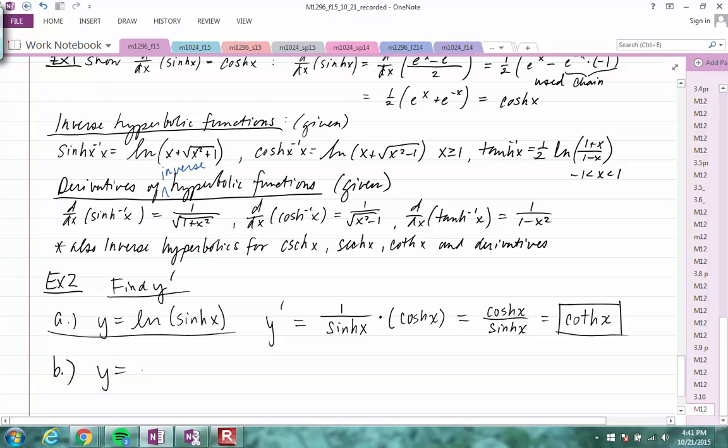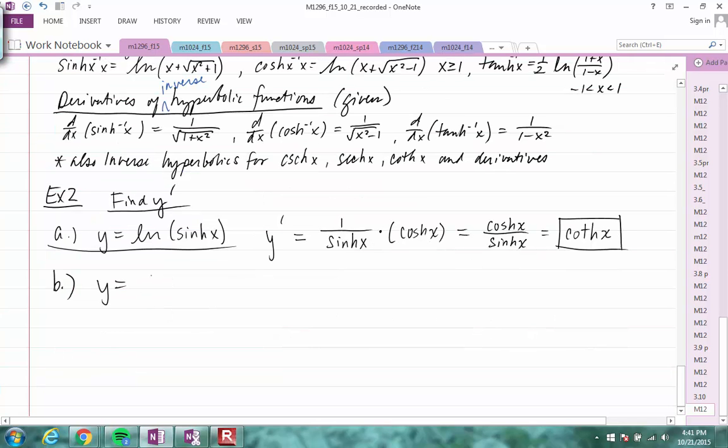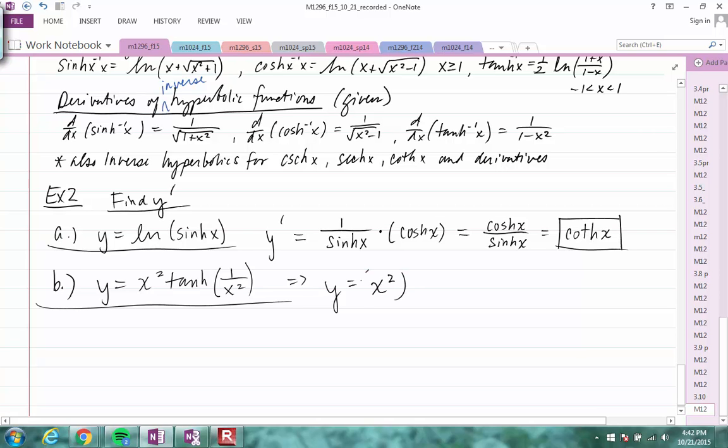Alright, next thing. Let's find the derivative of y is equal to x squared times tanh of 1 over x squared. Alright, what's the big picture here? Big picture is we have x squared times tanh of 1 over x squared. So notice the big picture is we got a product going on here. So I'll write this a little bit more obviously as a product. Also, I'm going to prep the 1 over x squared as x to the negative 2. Get it ready.